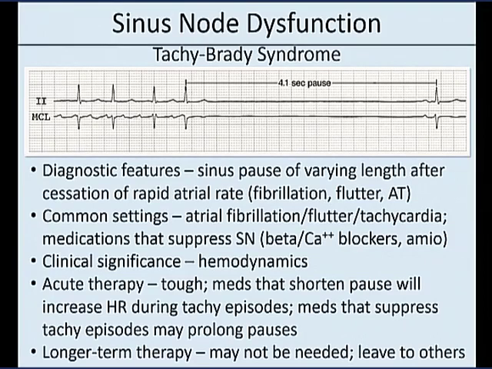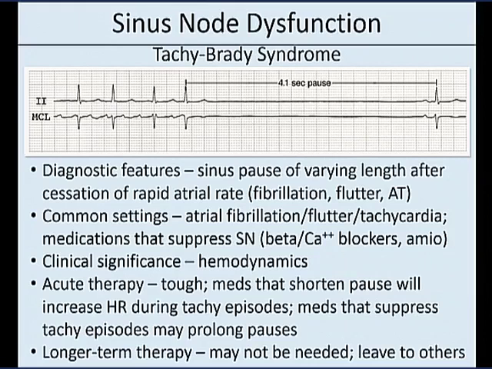So as long as you can keep people out of this tachy phase, you can keep people out of the brady phase. Common settings are, as we've talked about before, atrial flutter, fibrillation. Sometimes medications that suppress the sinus node are responsible for this as well. And then you end up with the tachy phase, and it's hard to know what to do. The clinical significance of this is really pretty transient in most cases because the sinus node or junctional rhythm does recover, just as a little bit of a pause in there.